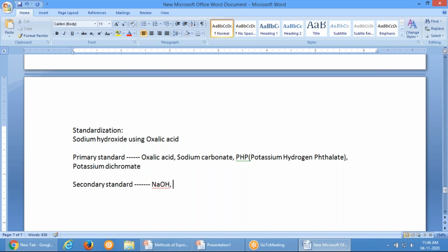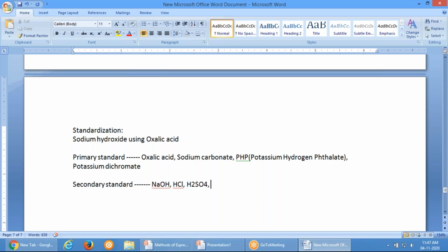Secondary standard examples: sodium hydroxide, hydrochloric acid, sulfuric acid. These are some of the secondary standards.